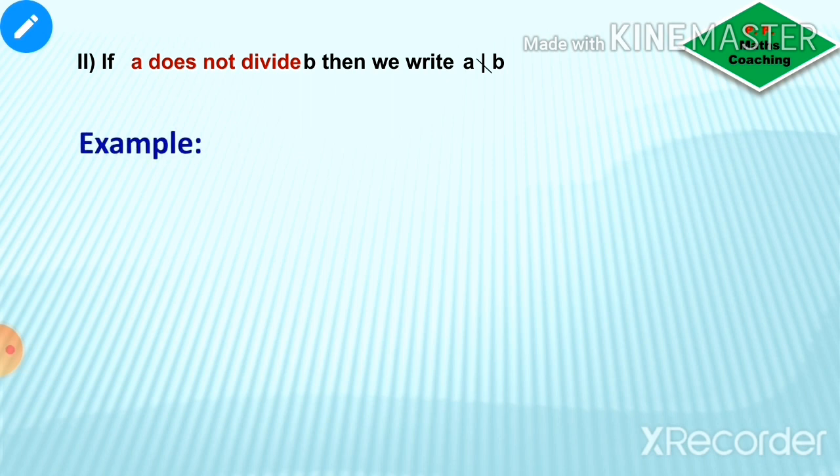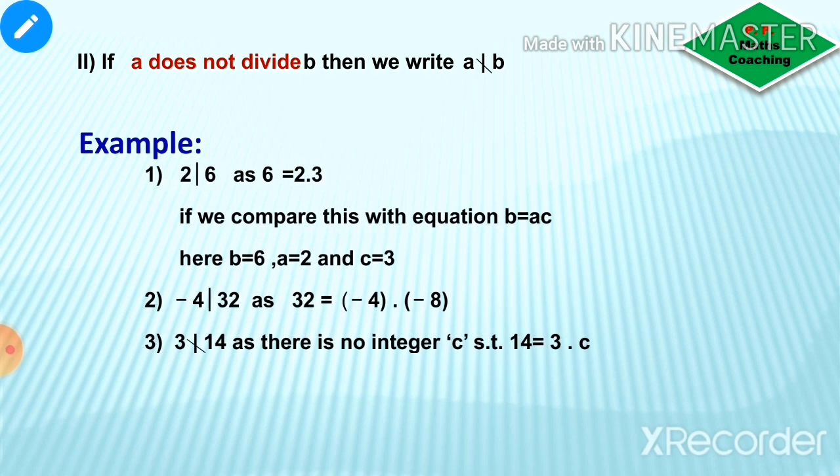Now we will see some examples of divisibility. Our first example is 2 divides 6, as 6 is equal to 2 into 3. If you compare this equation with b is equal to ac, here b is equal to 6, a is equal to 2 and c is equal to 3. That means here 6 is divisible by 2.